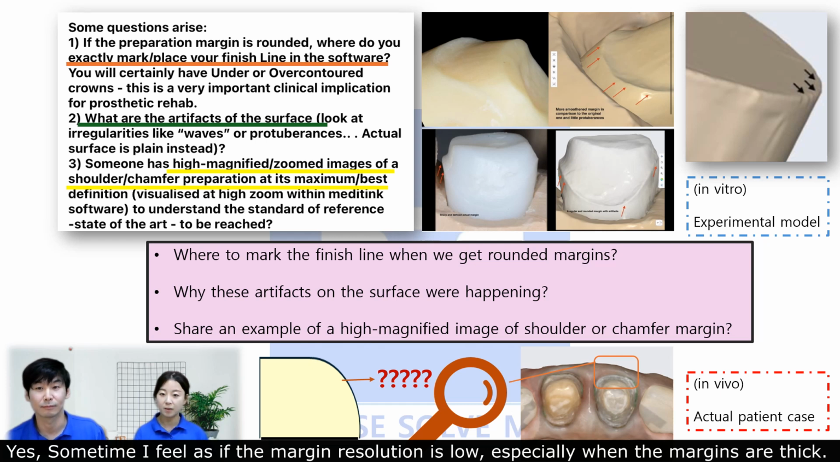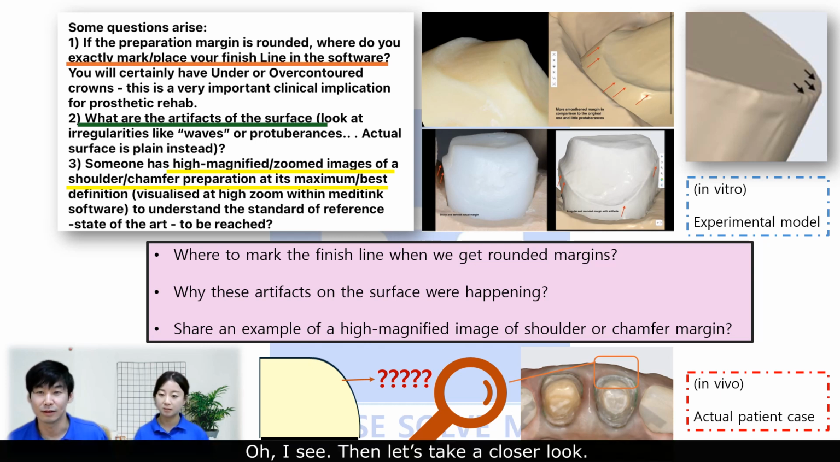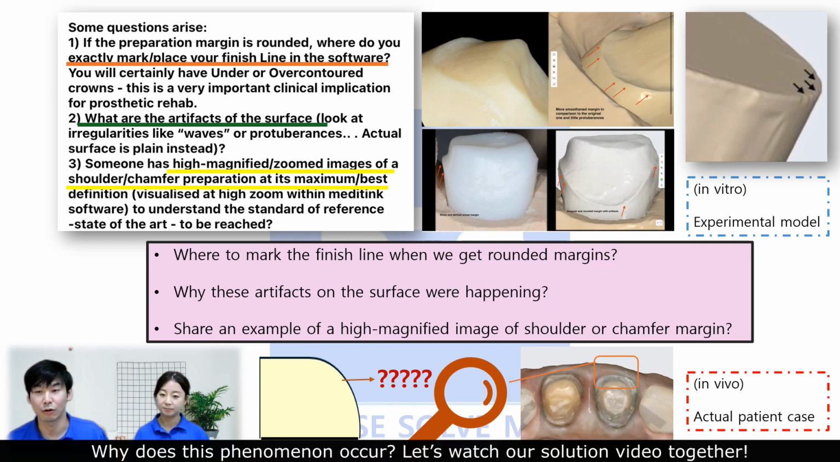Yes, sometimes I feel as if the margin resolution is low, especially when the margins are thick. Oh, I see. Then let's take a closer look. Why does this phenomenon occur? Let's watch our solution video together.